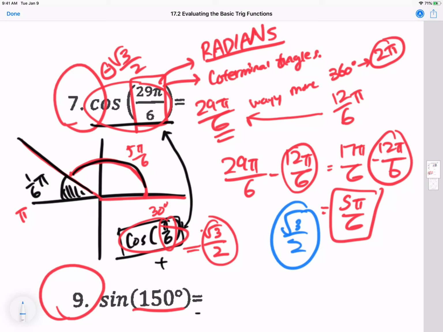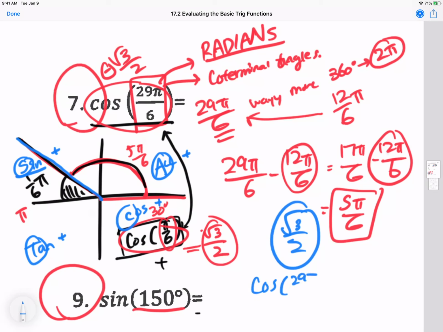You can write this on the quadrants too, A, S, T, C. What do these letters represent? All, sine, tangent, cosine. If we are landing in the second quadrant, like number 7, I know for a fact only sine is positive. All is positive. Everything's positive in the first quadrant. Tangent's only positive in the third. Cosine is positive only in the fourth. Since we're not in the fourth quadrant, the second quadrant means only sine is positive. So therefore, cosine of 29 pi over 6, even though the value is square root of 3 over 2, the value would be negative because we're in the second quadrant. That should be the answer for number 7.